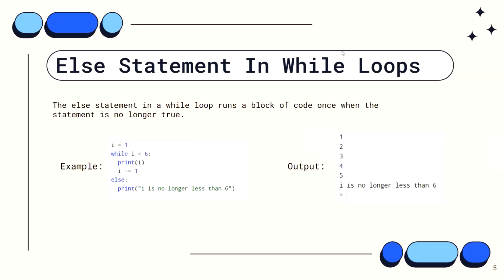Now, the else statement in while loops. The else statement in a while loop runs a block of code once when the condition is no longer true. You can see right here in our example, we have the same while loop, but then we have our else statement, and it says else print i is no longer less than 6. Basically, once this loop ends, it'll go directly to the else statement and print what's in there. So our output would be 1, 2, 3, 4, 5, and then 6 is no longer less than 6. So then it'll print out the statement and say i is no longer less than 6. So this is the else statement in while loops.